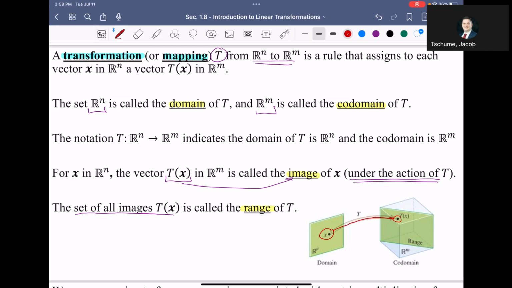But if you were to find every single image that exists, so if you were to take every single vector in the domain and apply the same transformation to it, you would end up creating an infinite number of vectors in the codomain. All of those vectors, all the T of x's you can find, would be considered the range. Now you'll notice that the range is a smaller piece than the codomain. There are vectors in the codomain that may not be a part of the range because they're not part of the transformation that we're going to work with.